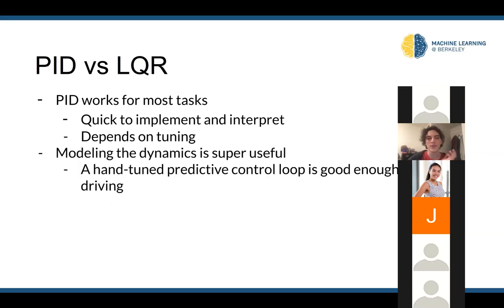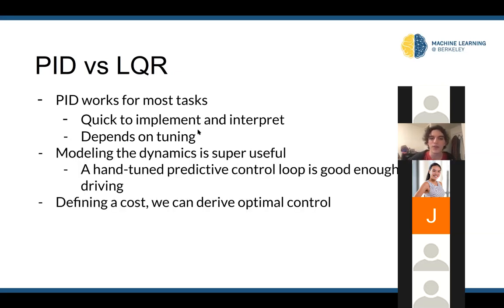So as I've been saying, PID works for most tasks. It's very quick to implement, like we did live. You can interpret what it's doing. It's great. But it's the finickiness of tuning it and the fact that it doesn't always work. And the tuning means we want to be able to do better. So if we model the dynamics of the system, the dynamics being the physics, being able to predict what future states are, this is super useful.